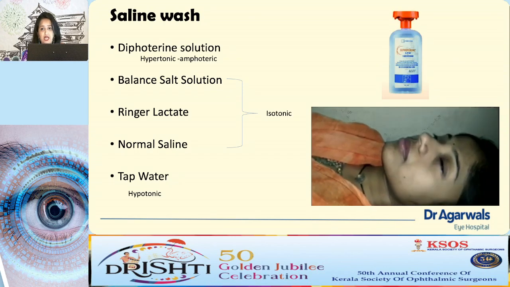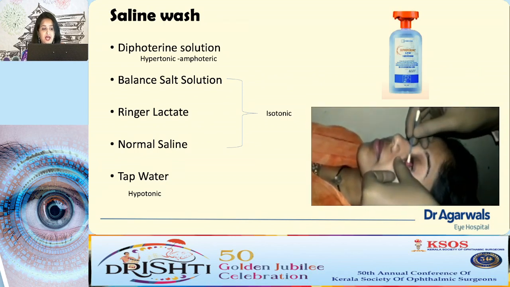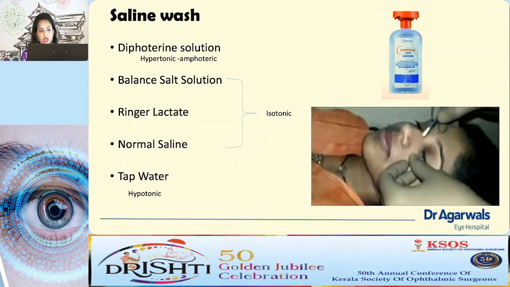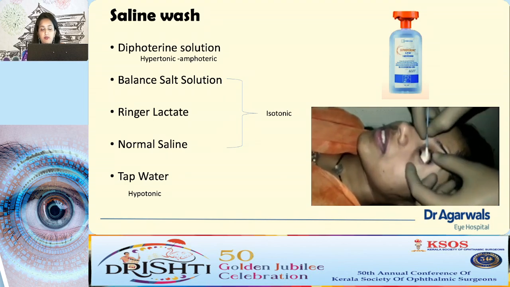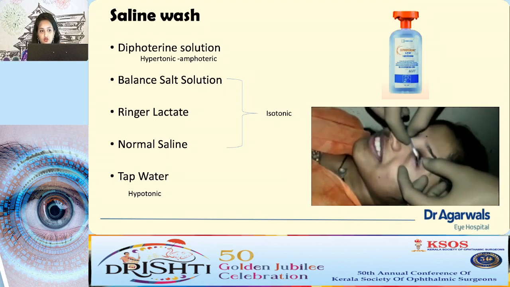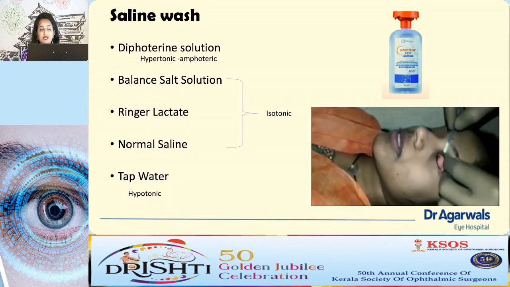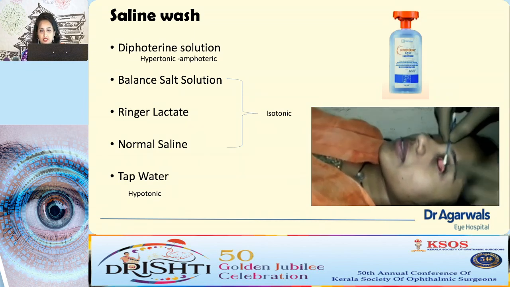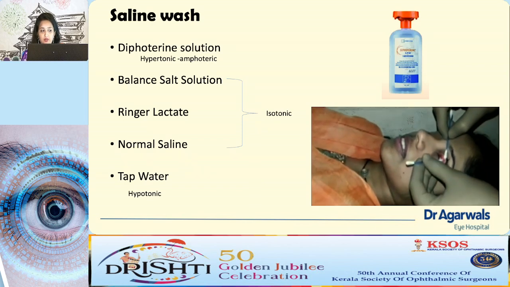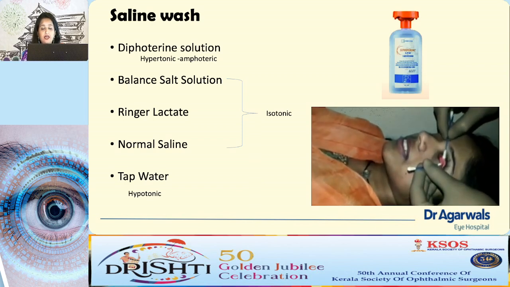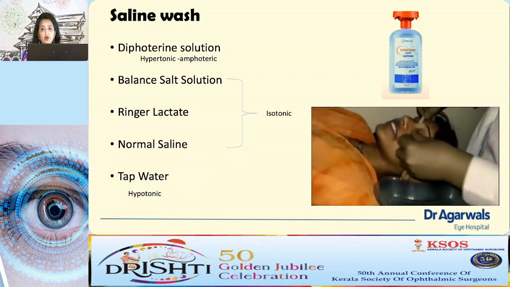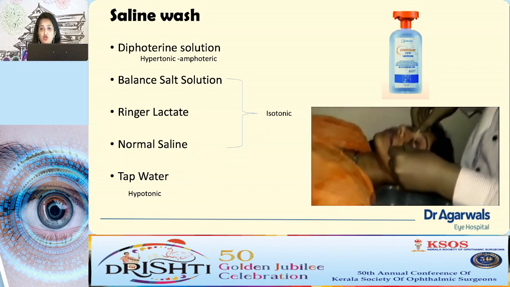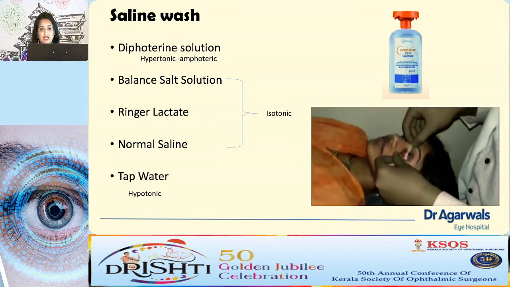Now coming to the saline wash, the choice of solution is ideally the diphoterine solution, which is hypertonic in nature. Hypertonic solutions basically help in reducing the corneal edema and bringing out all the chemical solutions. Amphoteric in nature means that it can be used for both acids as well as alkalis. In case diphoterine is not available, then we can use balanced salt solution, ringer lactate or normal saline, which are all basically isotonic. Tap water should be ideally avoided and should be used only if nothing is available in a particular scenario for eye wash.